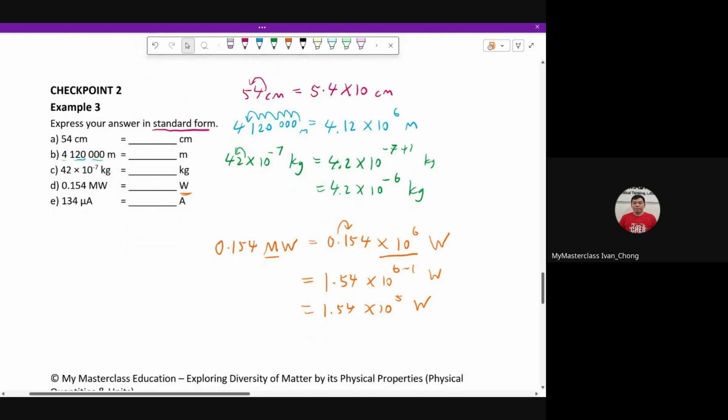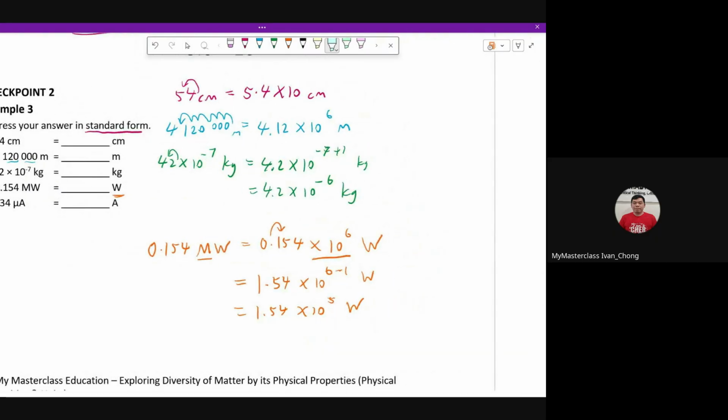Actually, one way you can check if your values are correct is you press this in your calculator, and then you press this in your calculator. The number that you get should be the same. If your numbers are different, most likely you plus or you minus 1 wrongly. So you need to be careful which side is which.